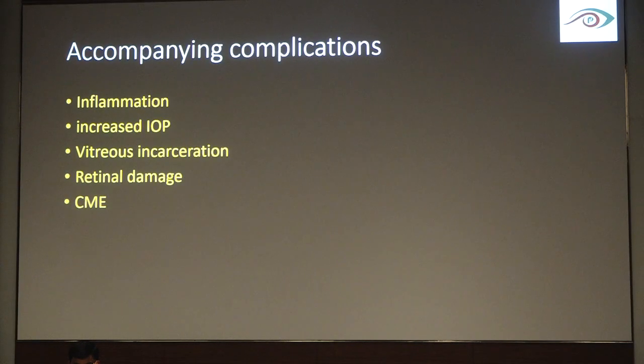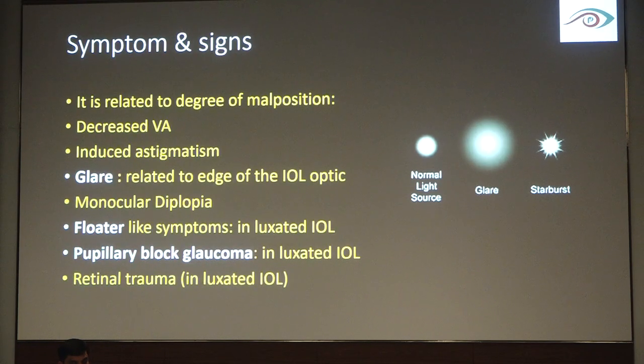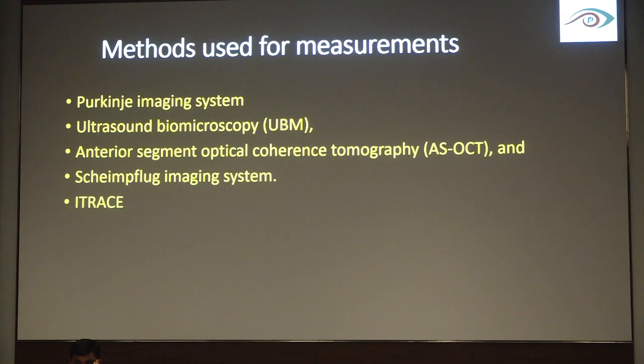What are the complications when you have a decentration? One, inflammation, increased IOP, retinal damage, CME, or vitreous incarceration. These are some of the major complications you are going to see in patients with decentration. Symptoms, as I said, are glare, floaters, monocular dysphotopsia, and decreased visual acuity, and it all depends upon the degree of malposition of your IOL.